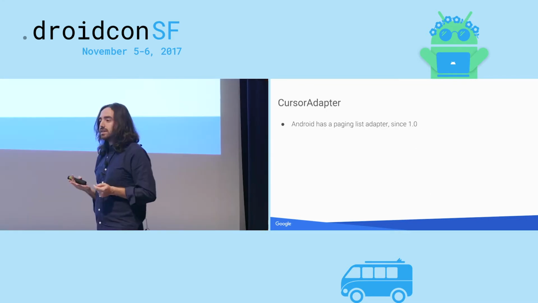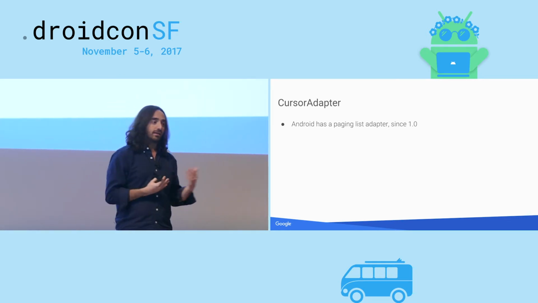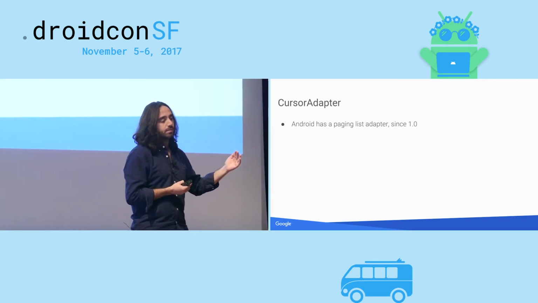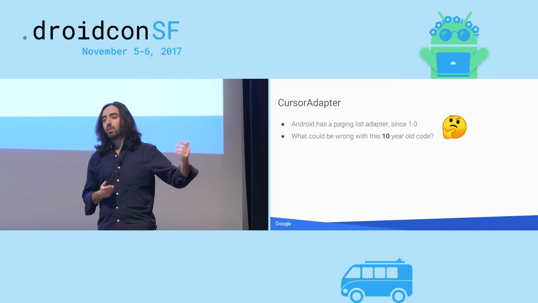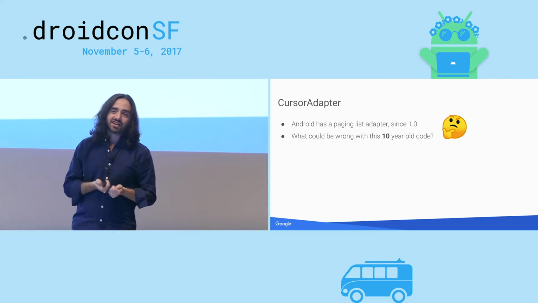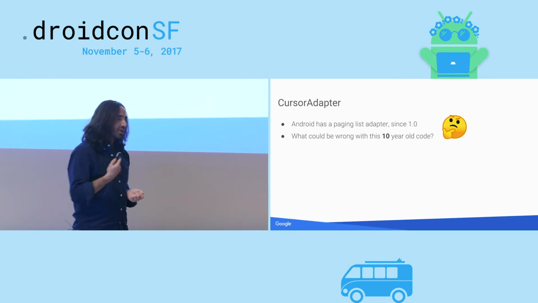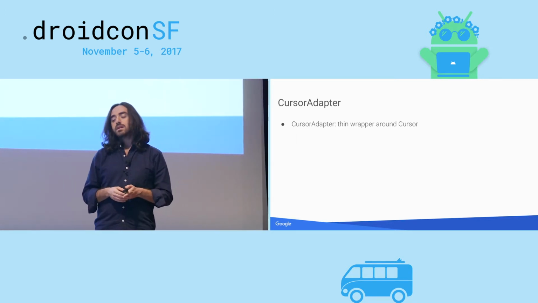So on Android, since version 1, there is this class called Cursor Adapter, and the Cursor Adapter is designed to solve this problem. If it has been there for such a long time, why are we still talking about this? What can be wrong with this 10-year-old class? To talk about what might be wrong, let's talk about what Cursor Adapter is.